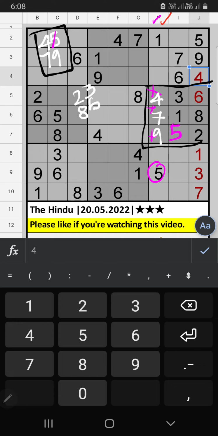Column H, 4 numbers are remaining: 2, 3, 8, 6. 3rd grade, we have 6. 10th row also we have 6. So 6 can't come in these cells. Then 6 is confirmed here.